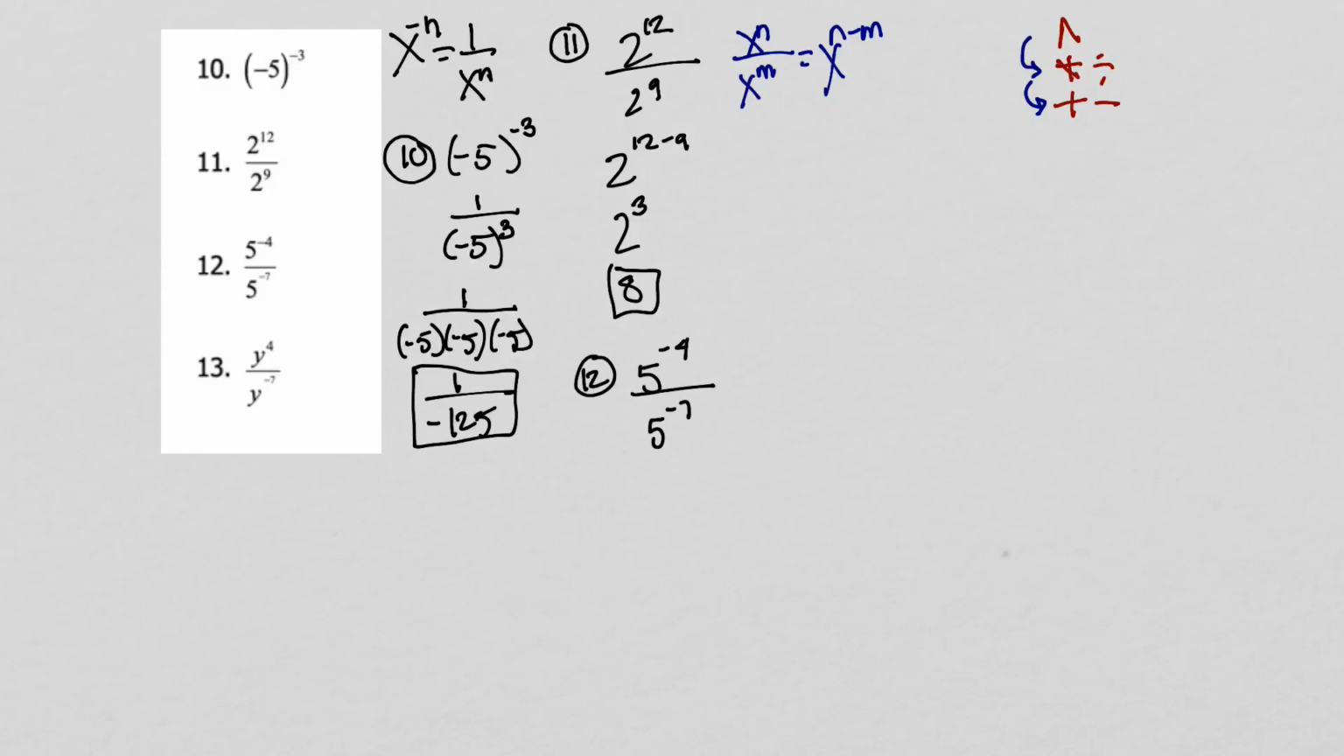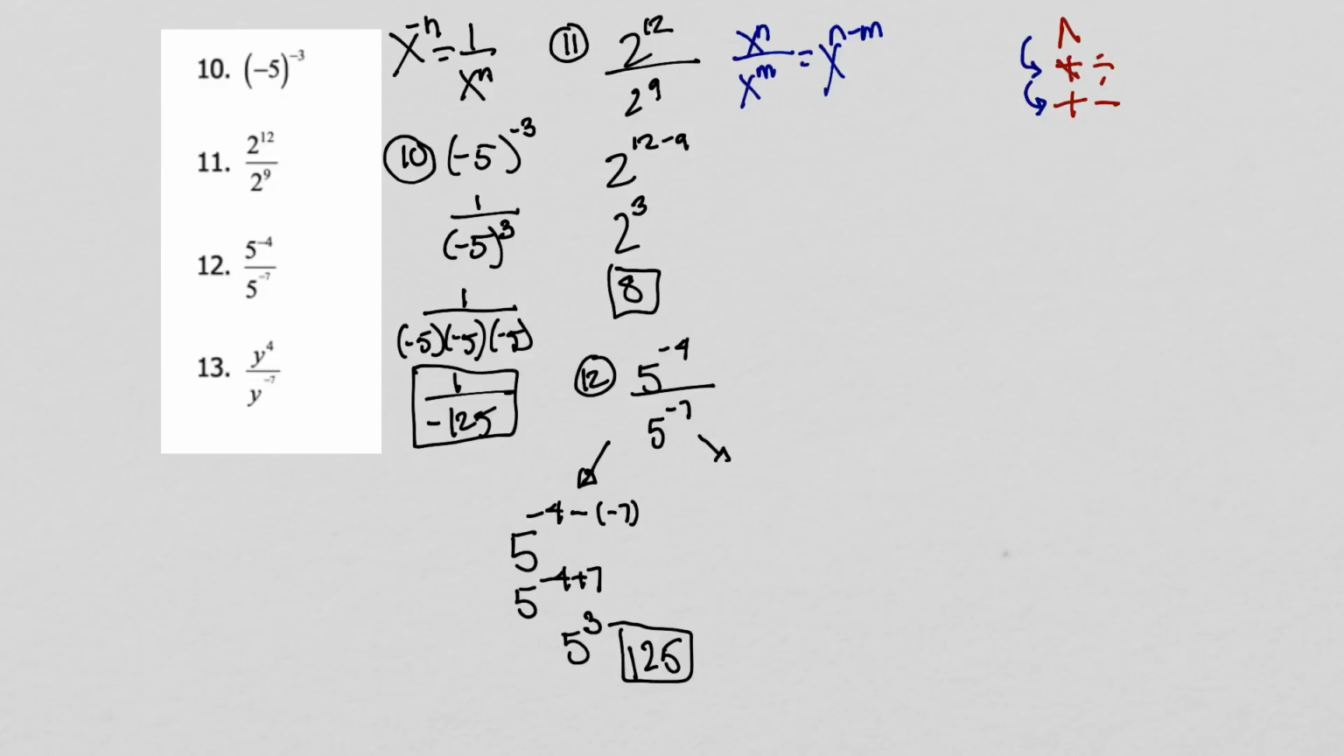Now, in number 12, we have a division. I'm going to do this one two ways. Here's one way that we could do this. I have a quotient, so I'm going to use this division rule and take the top exponent minus the bottom. That's going to look like this: 5 to the negative 4 minus negative 7. Be careful with all these negatives. Top exponent minus the bottom exponent. This will give us 5 to the negative 4 plus 7, which is 5 to the 3, which is 5 times 5 times 5, which is 125.